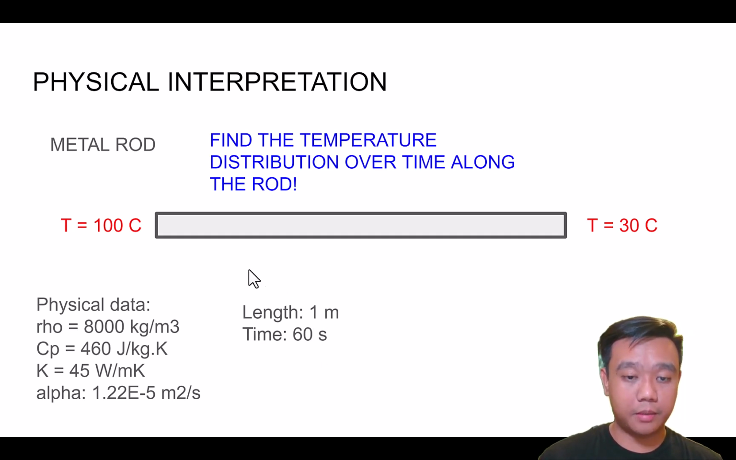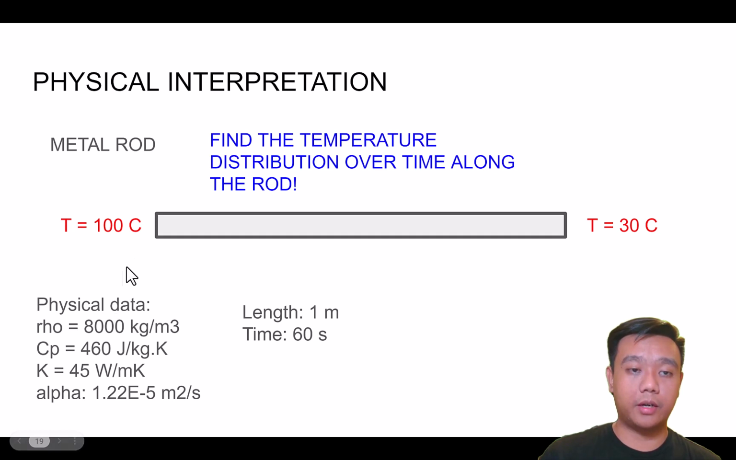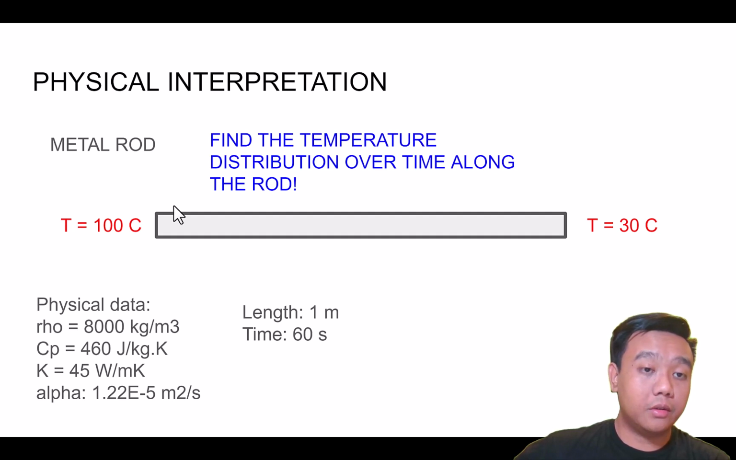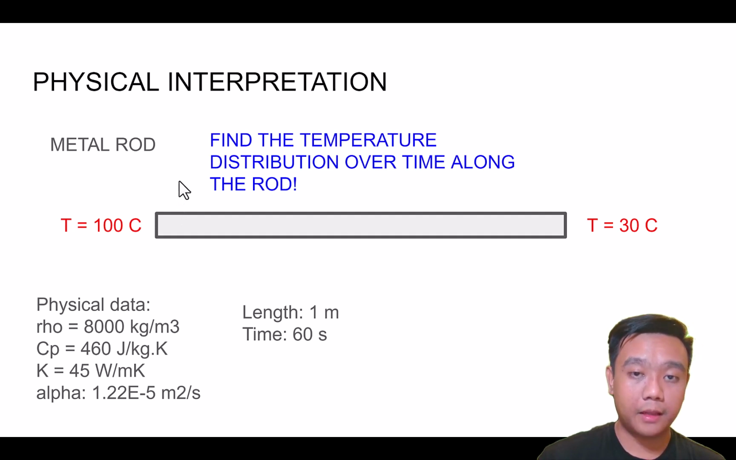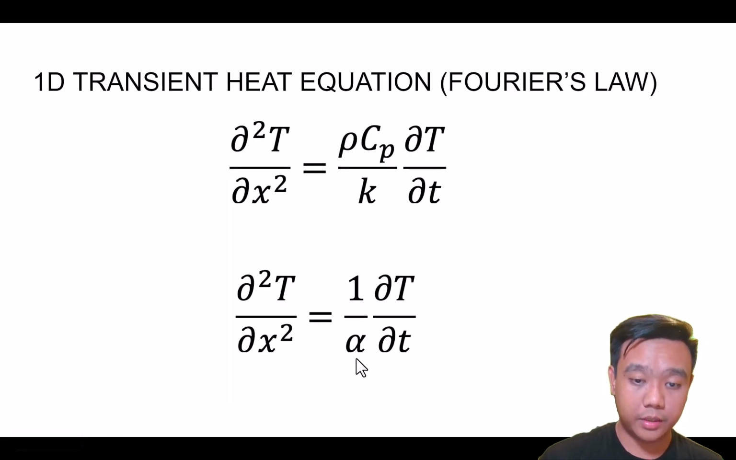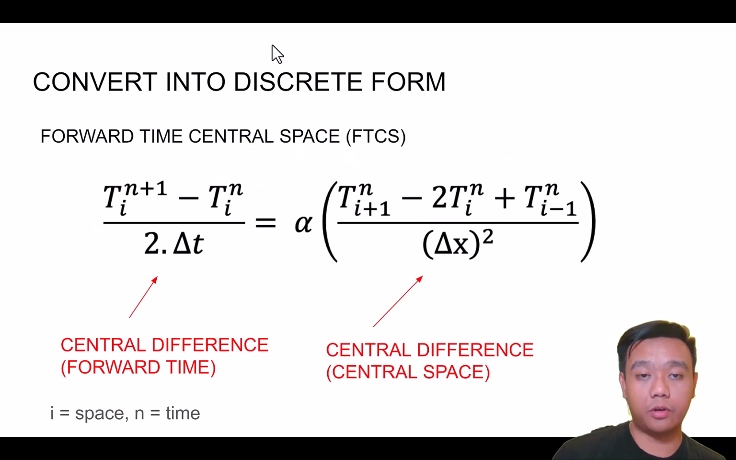I am just guessing some numbers here, with physical data which I got randomly from the internet. Let's just try these random numbers. We don't really want to get some exact value. I just want to focus on the numerical method. So I calculate the alpha here, and then we can expand this equation to the discrete form like this.